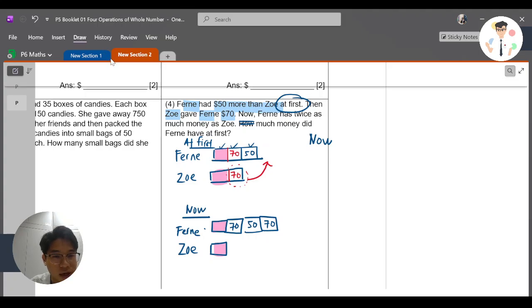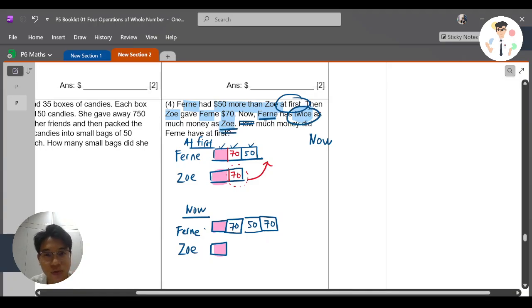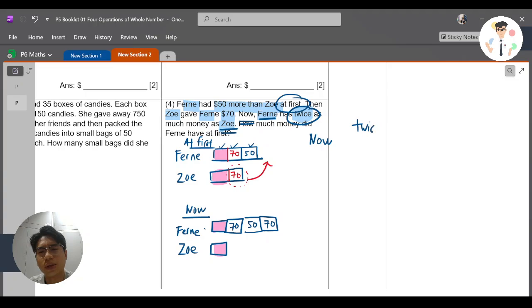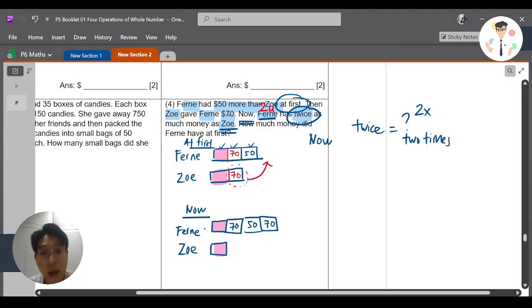Now, look at here very carefully. Here it says Fernie now has twice as much money as Zoe. Again, let me just repeat this. Fernie has twice as much money as Zoe. What does twice mean? Twice actually means 2 times. It means that what Fernie has is 2 times what Zoe has. And let me just use red color. Fernie has 2 units when Zoe has 1 unit. Correct, right? 2 times.